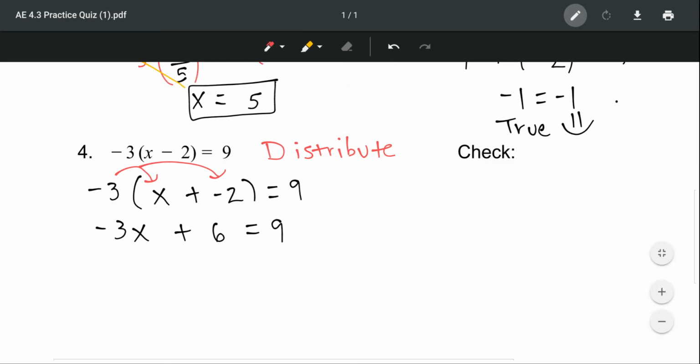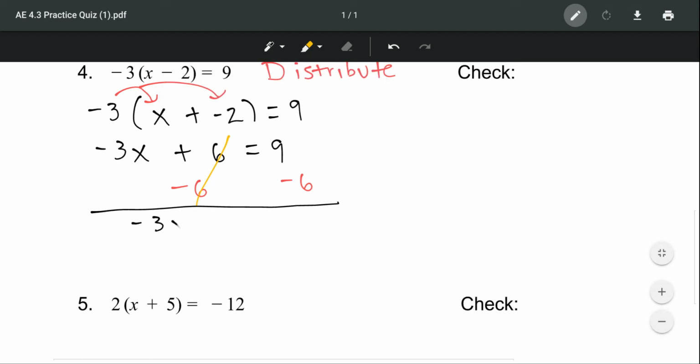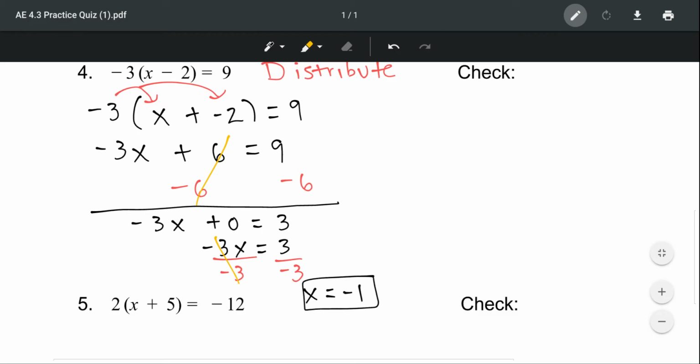Now, since you have positive 6, you want to add negative 6 to both sides. So the 6 and negative 6 will cancel out to 0. So you're left with negative 3x plus 0 equals 9 plus negative 6 would be 3. Negative 3x equals positive 3. Divide both sides by negative 3. So the negative 3's cancel out. So x will equal 3 divided by negative 3 is negative 1. So x equals negative 1.